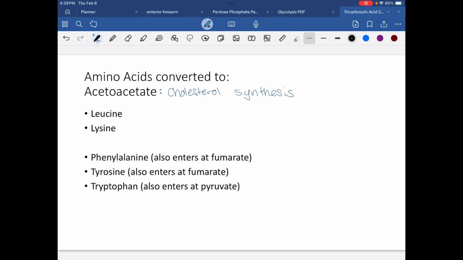I do have one more mnemonic for you. This one is: Lucy lays petting tiny tigers. You can use these mnemonics if they help you, or you can flashcard memorize them.